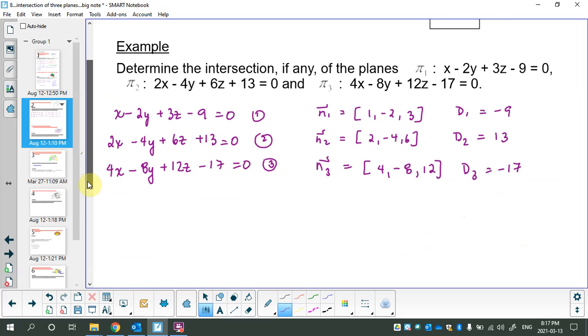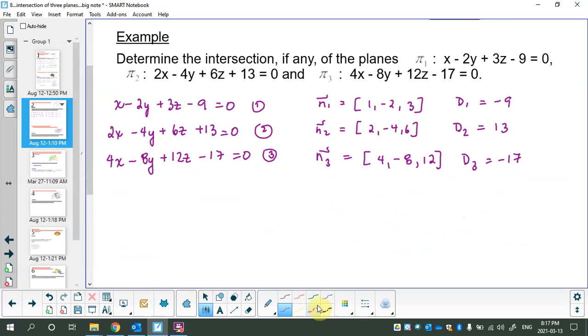So now that I've got all the letters out, I can see, let's see if I can write this down right the first time, I can see that the normal for plane 2 is equal to the normal for plane 1, but I'd have to double it. But I can also see that the d for plane 2 is not double the d for plane 1. So I have parallel and distinct between this one and this one.